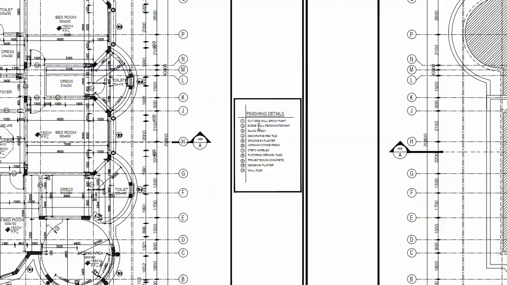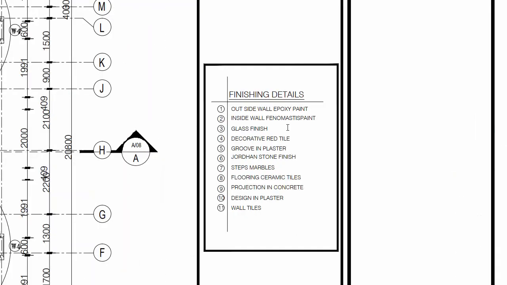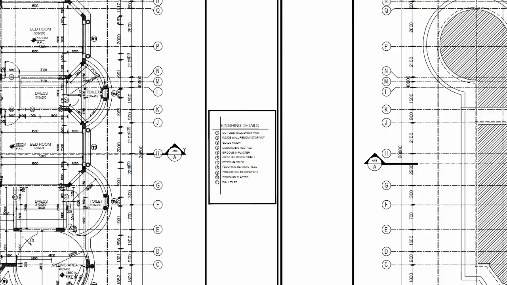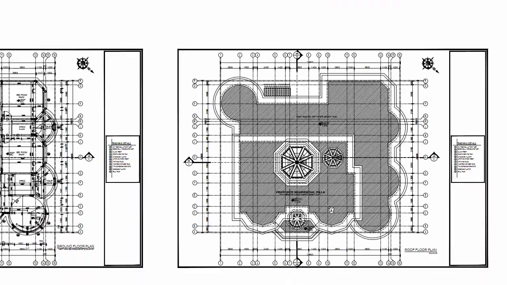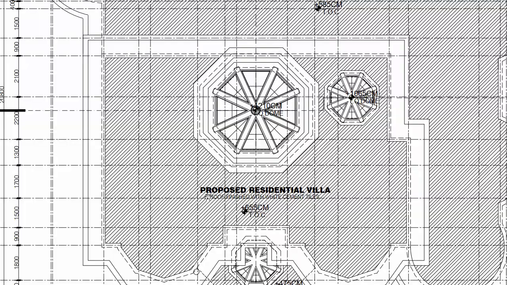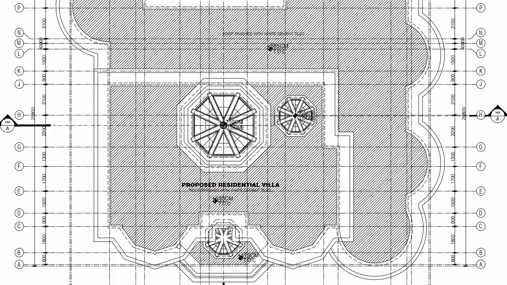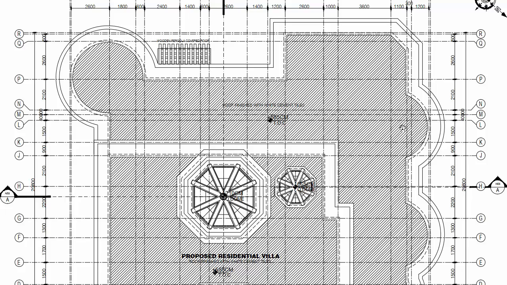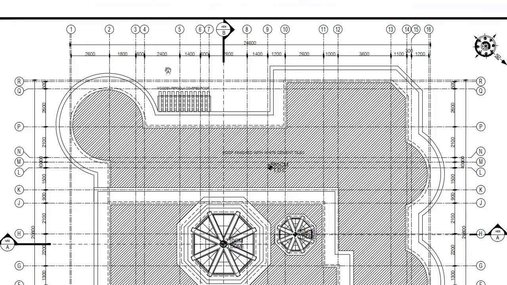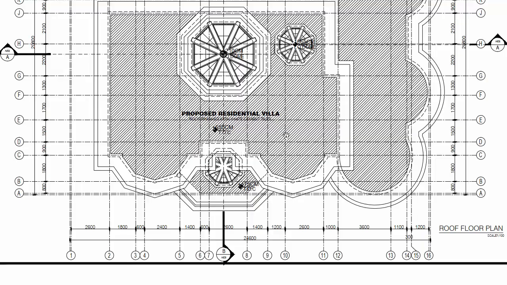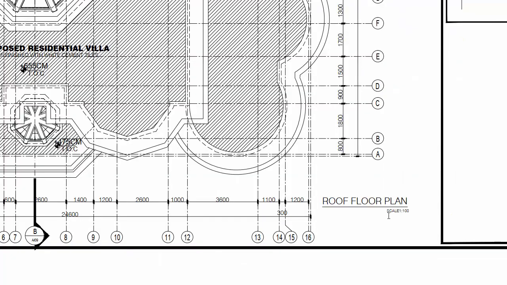We can demonstrate this finishing detail in the elevation drawing, no issue. So next, moving on, you have the roof floor. Here we have the roof floor. We show the dome, the roof parapet and the roof floor plan. Here we have the roof floor plan.